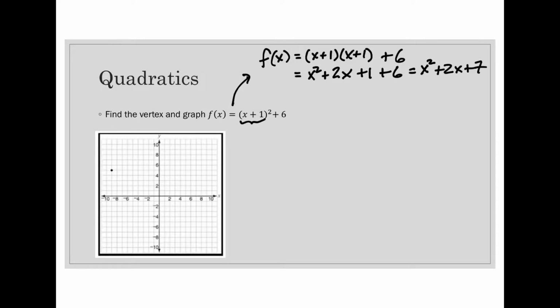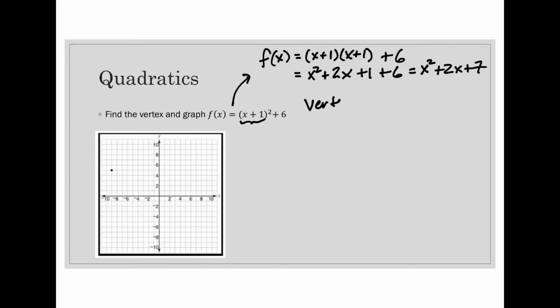Okay, so these two functions, whatever form they were given in, would graph the exact same parabola, but their forms are very different as far as how they're presented. All right, and here we have (x plus 1) squared plus 6.